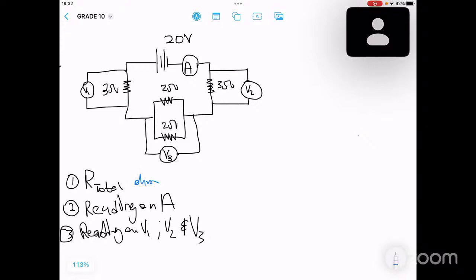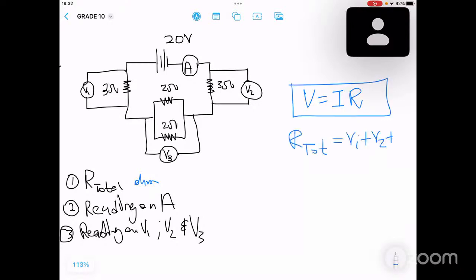Maybe let me give you the formulas, even though I'm not supposed to do this because you are expected to know these formulas by heart. This one says V equals IR, and then there's one for R total, which depends on how many R's you have. And the last one is for R parallel, which is equal to 1 over R1 plus 1 over R2. And that is that.